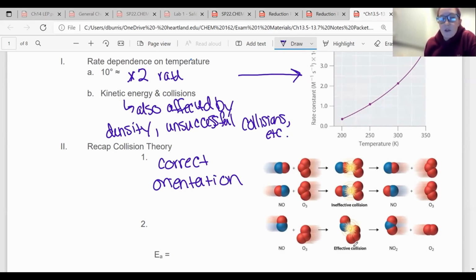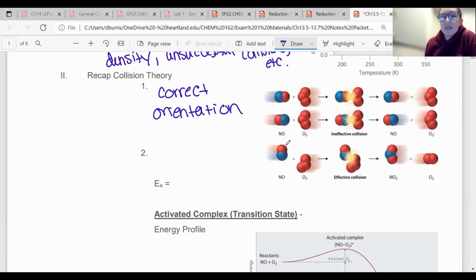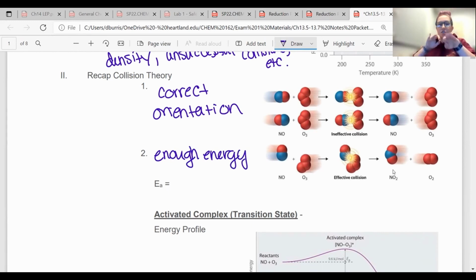So you just end up back with your reactants. Whereas an effective collision, essentially these have to hit in such a way that the blue one, which is the nitrogen, is going to hit one of these oxygens. And that is an effective collision. So they have to be facing the right way in order to make the right new bonds that they're supposed to be forming. So that's one important thing. The other thing is enough energy. Okay, if they don't have enough energy, they're just going to brush by each other and not bond. If they have enough energy to actually make that new bond, then they're going to get a reaction.